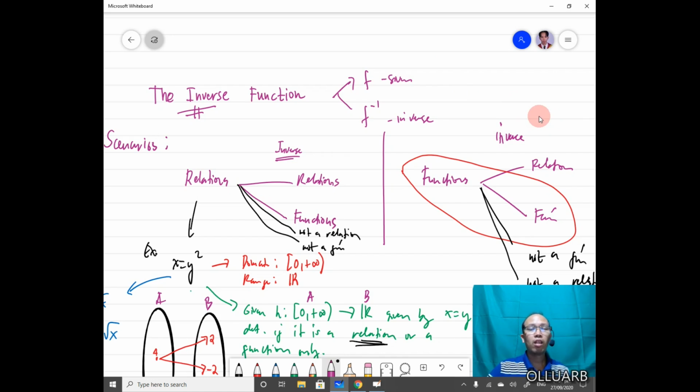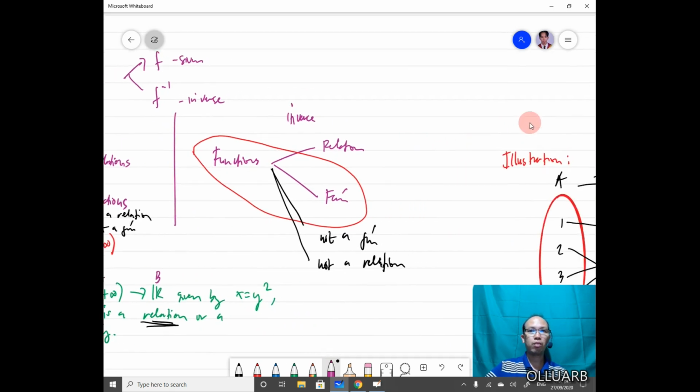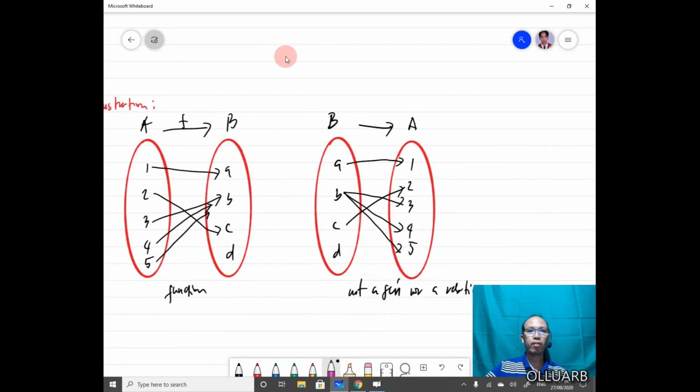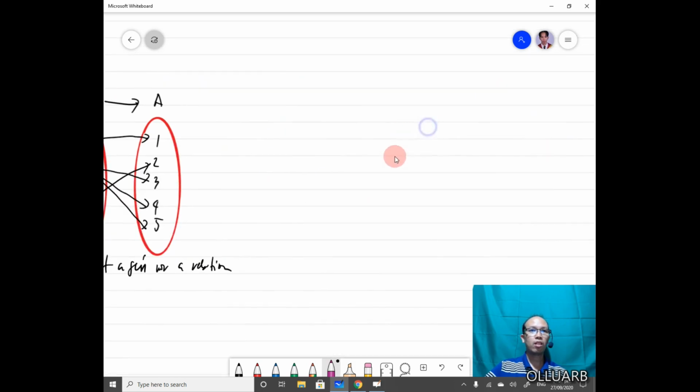Okay, so there are steps that you should follow in order to determine, or to find, the inverse of the relation. Okay, so let's start here.